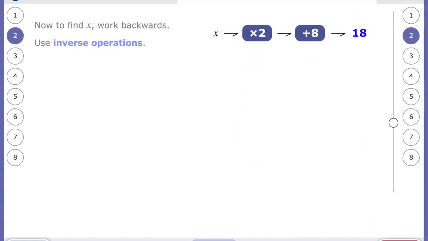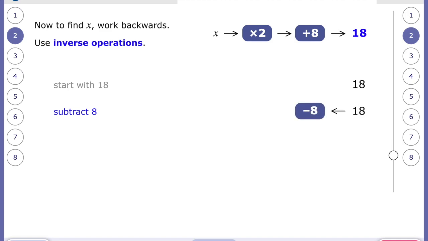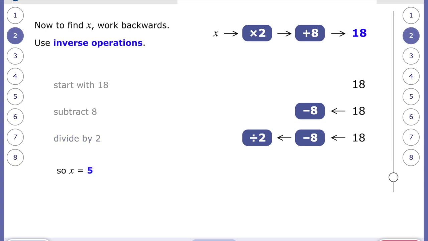Now to solve x, we're going to use the inverse operation, and we're going to work it backwards. Remember, the inverse is the opposite. So we're going to do 18 subtract 8, which is 10, and then divide 10 by 2, which should make 5. So by working backwards and using the function machine, we can see that x equals 5.